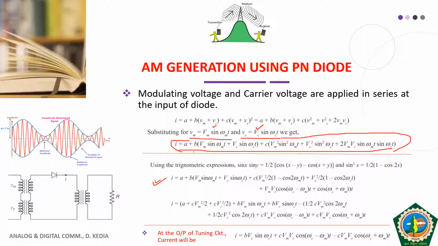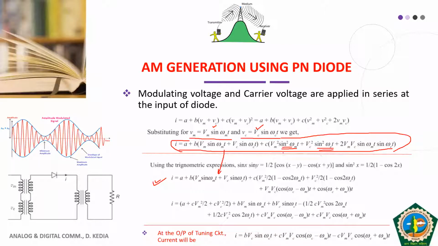See, we have B times Vm sine omega mt, Vc sine omega ct. This is as it is, which has come here. Then we have Vm square sine square omega t. So we have a sine square term here, sine square omega mt and sine square omega ct.